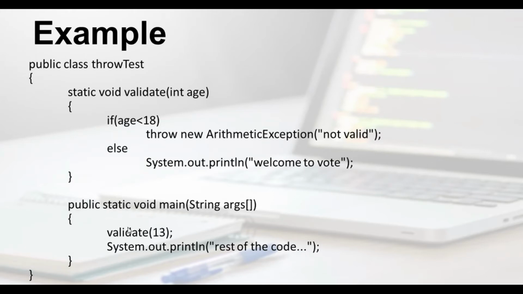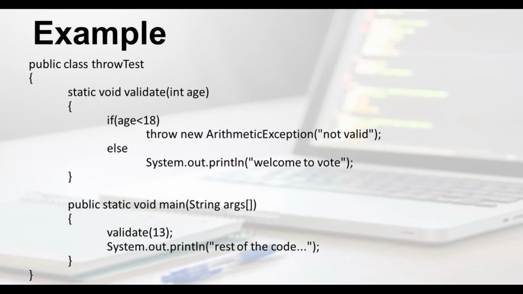Now in the main method I have called the validate method with the value 13. The value 13 is checked against the age limit, and 13 is less than 18, so it is true. Then it will throw the new arithmetic exception, not valid. If the value is more than 18, let's take 20, then the if condition will be false, then the else statement is going to execute as welcome to vote. And the second statement, the rest of the code, will be printed as it is.